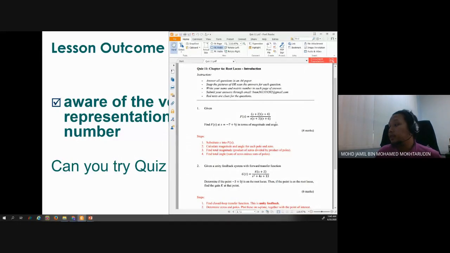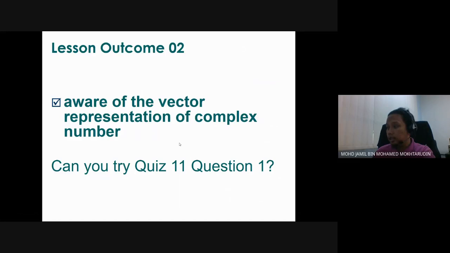Okay, so to find the angle, the easiest way is to plot them in the S-plane first, and then after that, you only determine the angle, okay? If you want to use the tangent formula, you need to be careful because the sigma here is negative, so it lies on the left-hand side of the S-plane. So you need to add 90 degrees, okay? Okay, so we move on to the next subtopic.